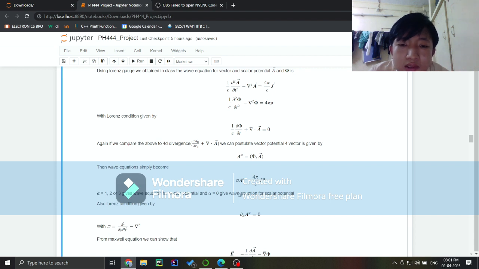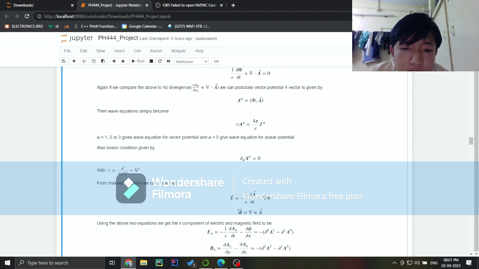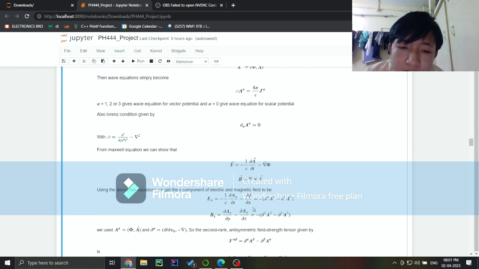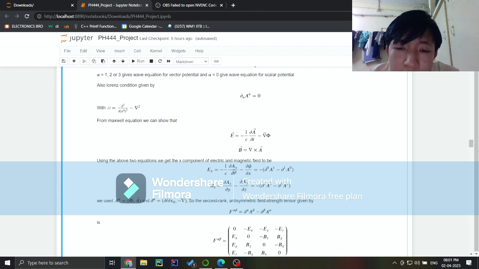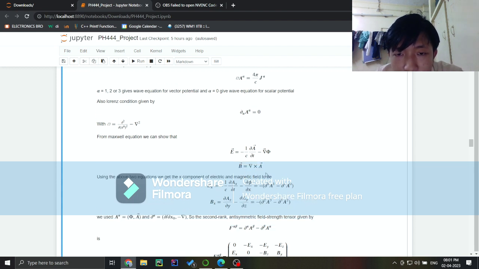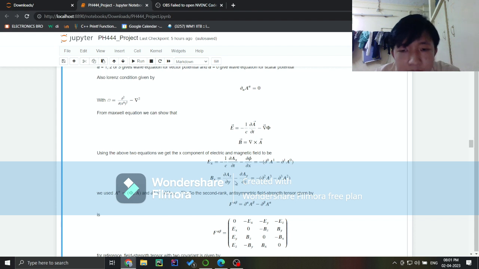So this and this is just the Lorentz gauge condition. Now from the Maxwell equation, we know that E is equal to minus 1 by c dou A by dou t minus gradient of psi. Again, now we see that the x component of Ex can be written as minus, if we consider the 4 vector that we defined earlier, the x component of electric field can be written as this, and the x component of magnetic field can also be written like this.